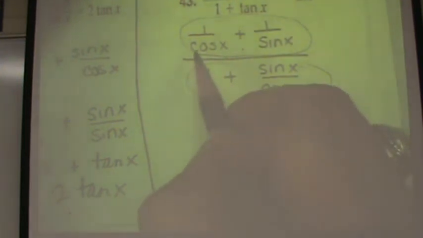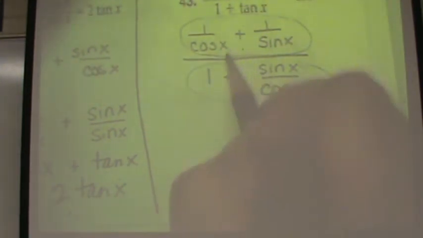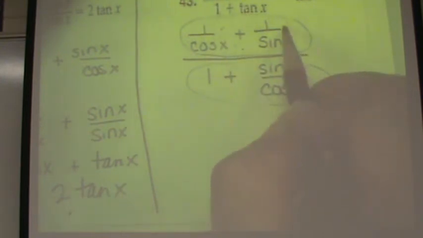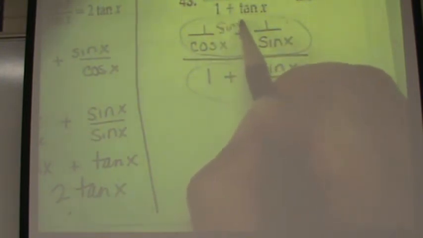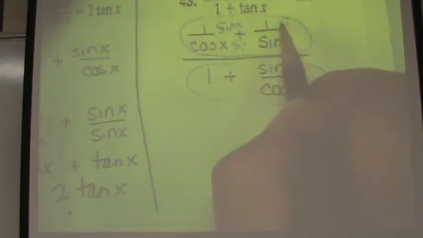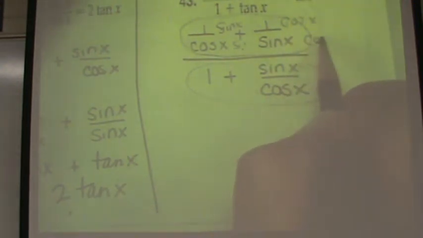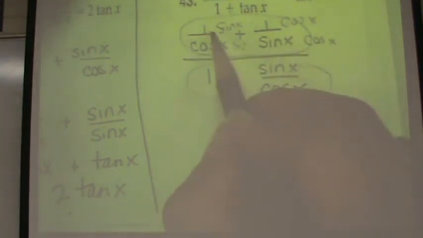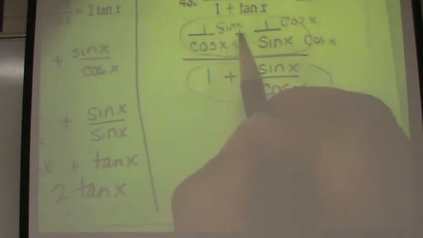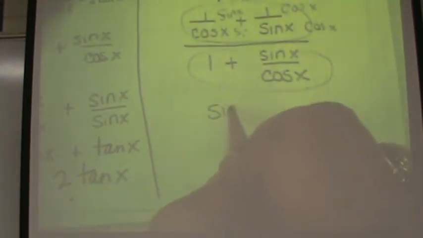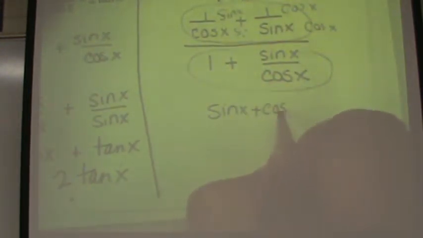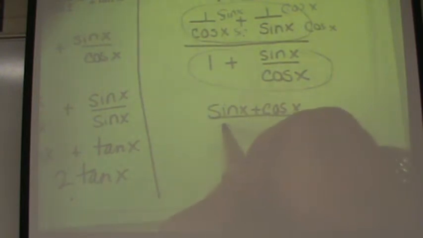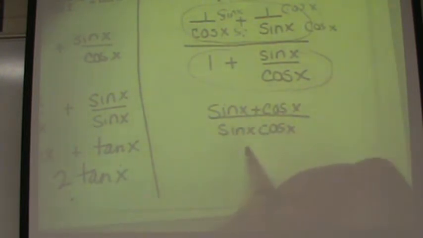So what's your common denominator? I don't care if you just do it right here. What would you multiply both of these by, and then both of these by? This by sine, and this by cosine. So can you do that for me and then add it together? You get sine plus cosine over sine x cosine x multiplied.